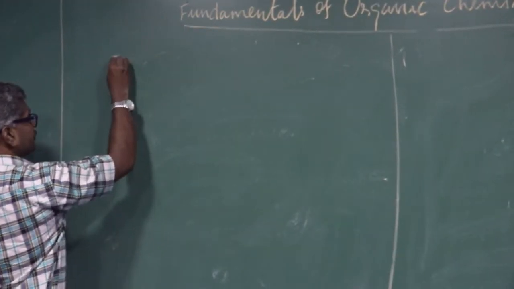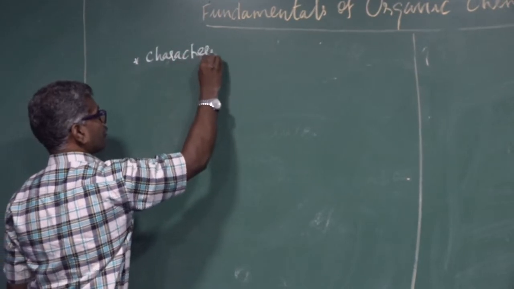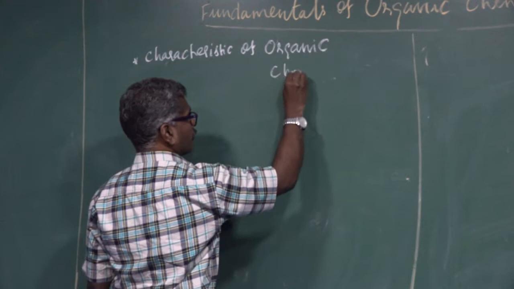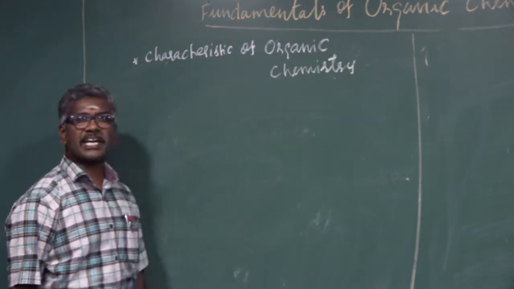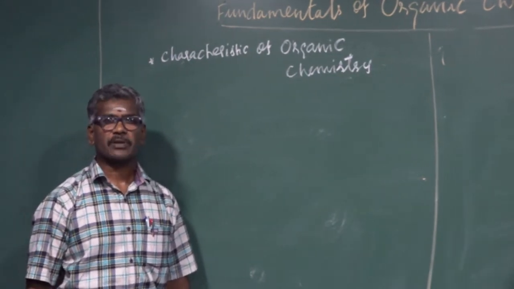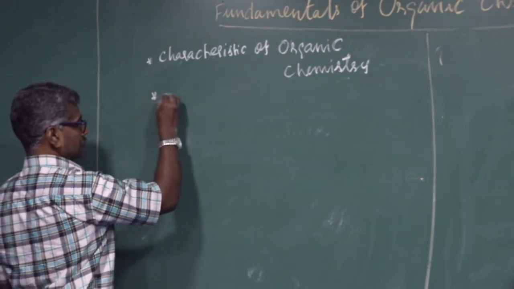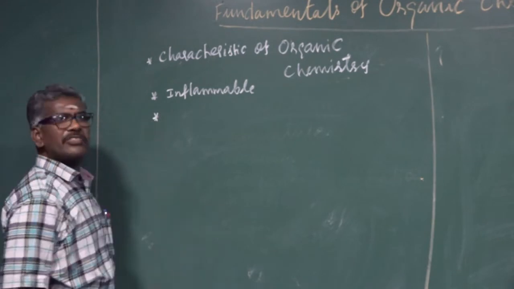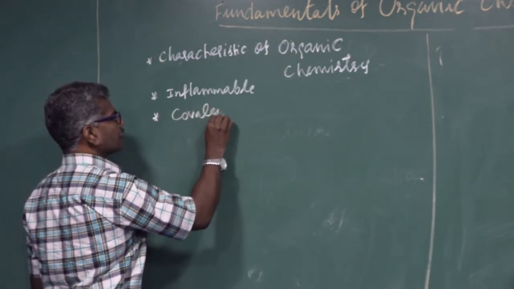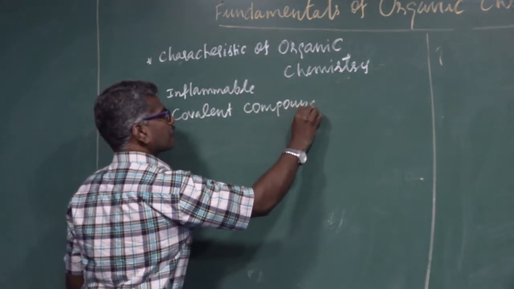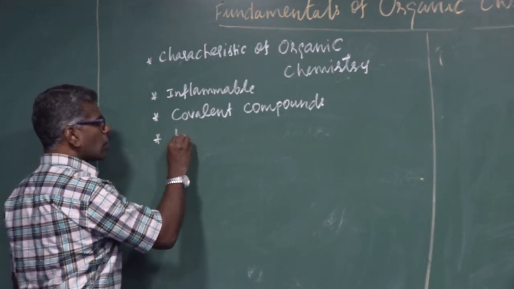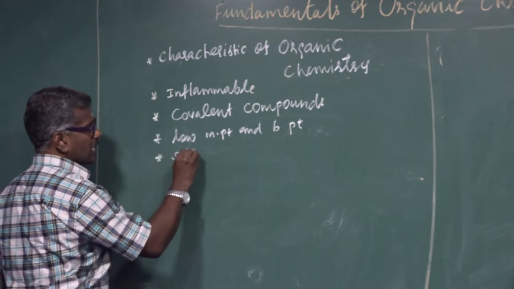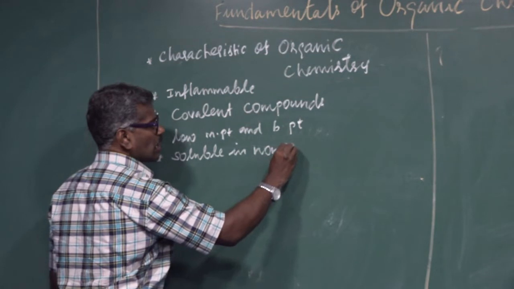Another one, characteristics. Characteristics of organic compounds: many organic compounds are inflammable. They are covalent compounds. Covalent compounds have low melting point and boiling point. They are soluble in non-polar solvents.